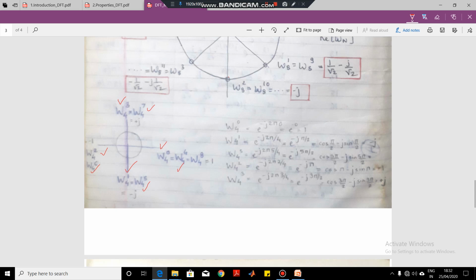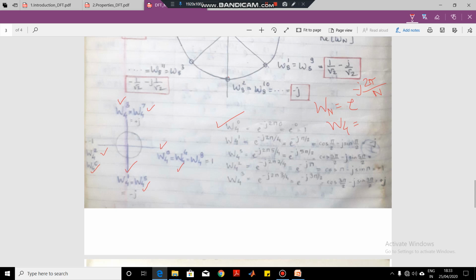Now how do we compute this value W40? W40 is e raised to minus j 2 pi by 4 times 0. How has this come? Because we know the formula for Wn. Wn is equal to e raised to minus j 2 pi divided by capital N. So here it is W4, and my W4 will be equal to e raised to minus j 2 pi divided by 4.